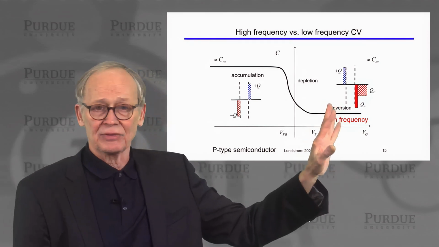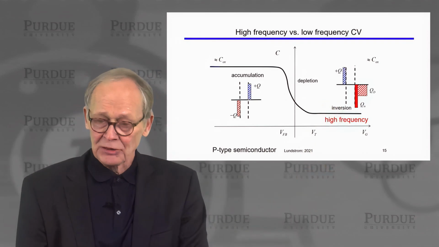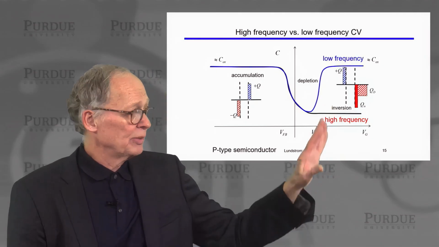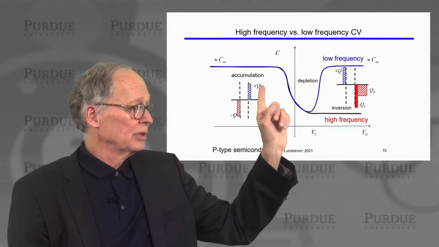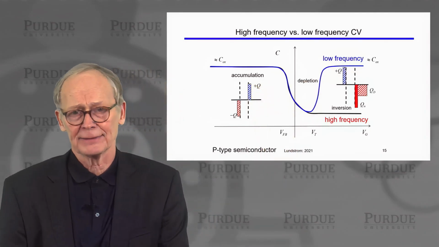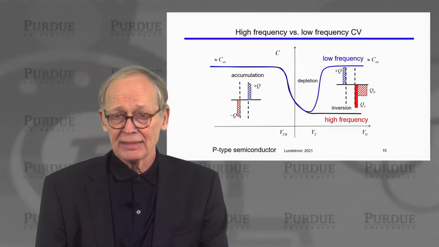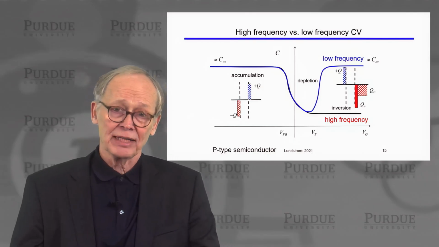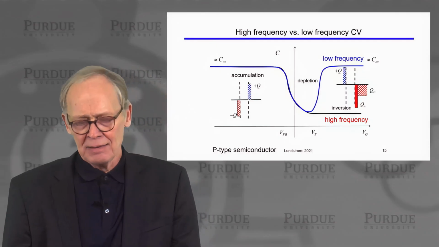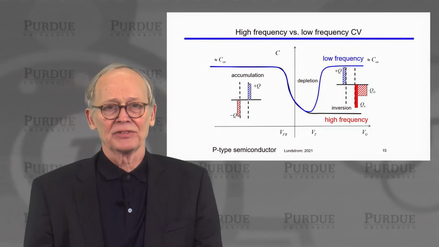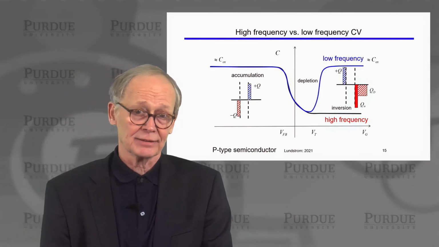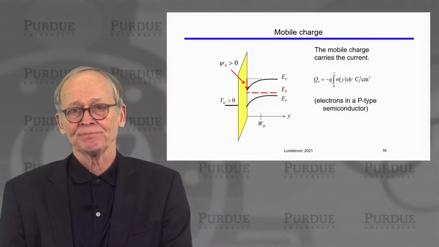So we measure the high frequency capacitance. Under low frequencies, those charges can follow the signal. So we measure the low frequency capacitance, and the capacitance in inversion then is very close to the accumulation capacitance. If we were to measure this capacitance in a MOSFET, we would measure the low frequency capacitance, because the source and the drain provide sources of electrons that can quickly go in and out and follow these AC signals, even at high frequencies.